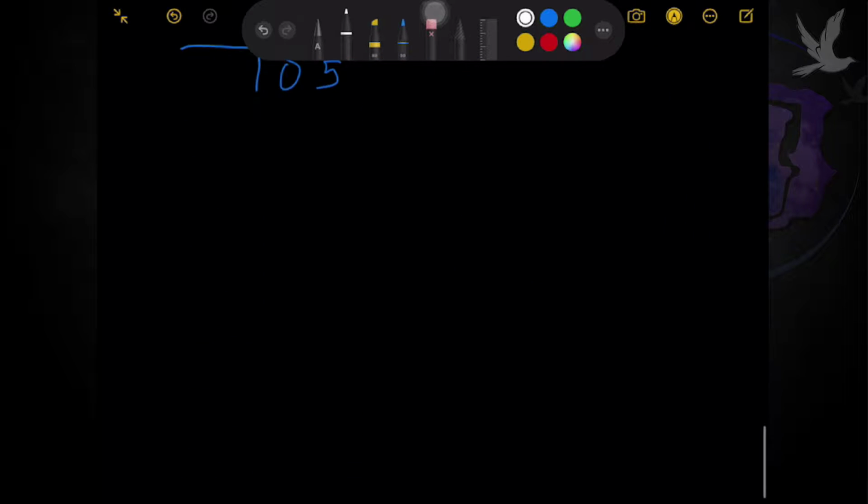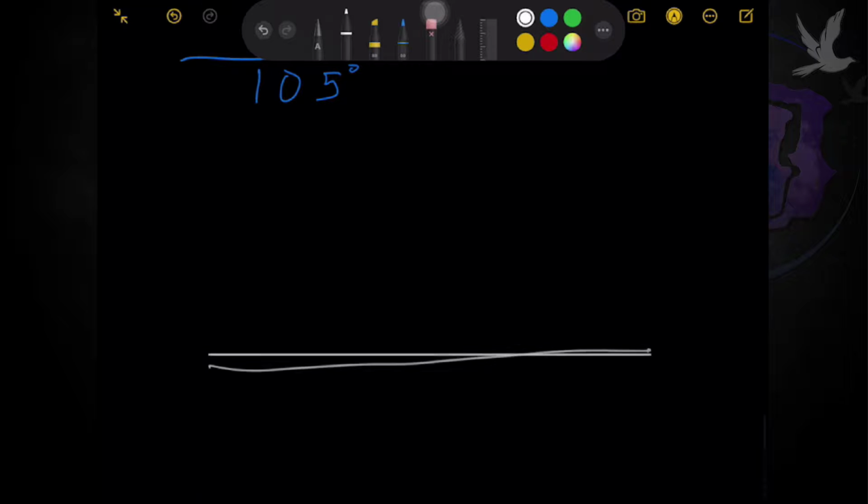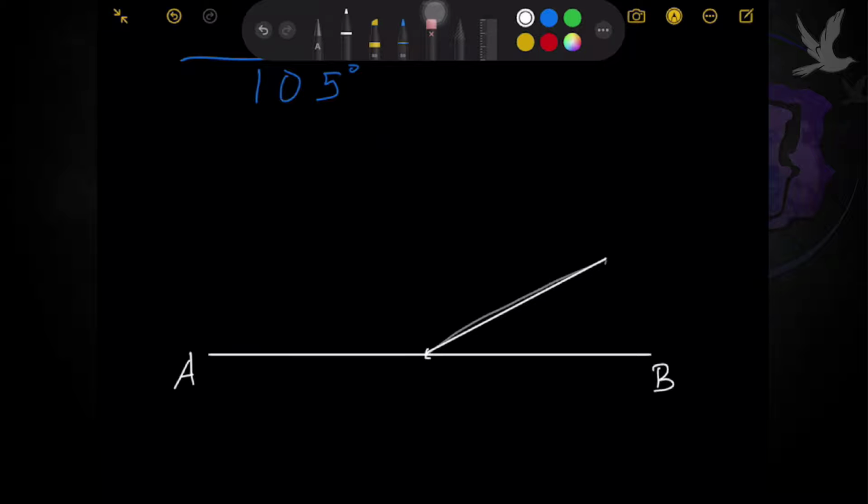So what if I add two missing angles? Let's say we have A and B, one angle here and another one there. So we have C and D.